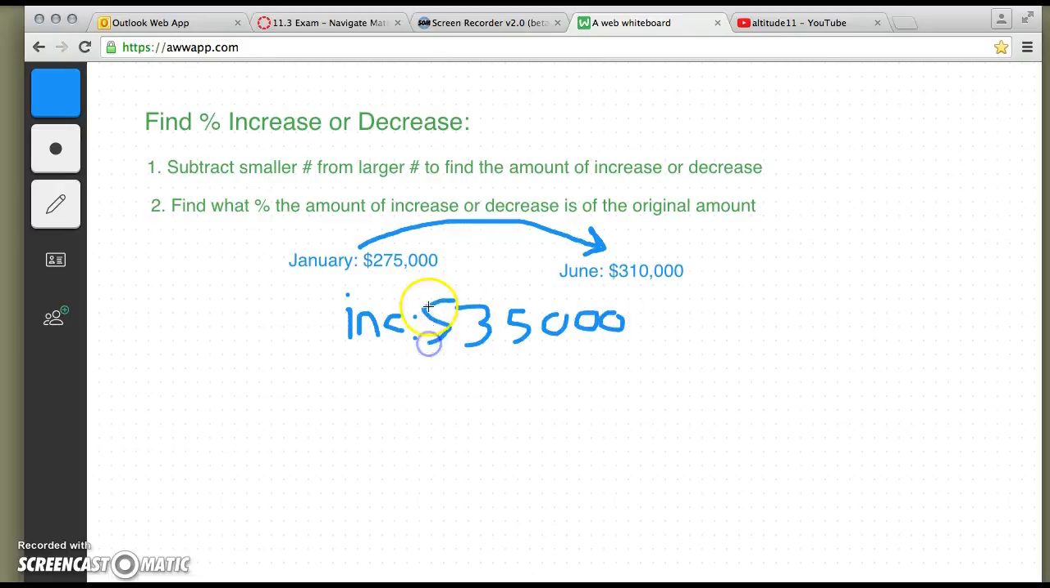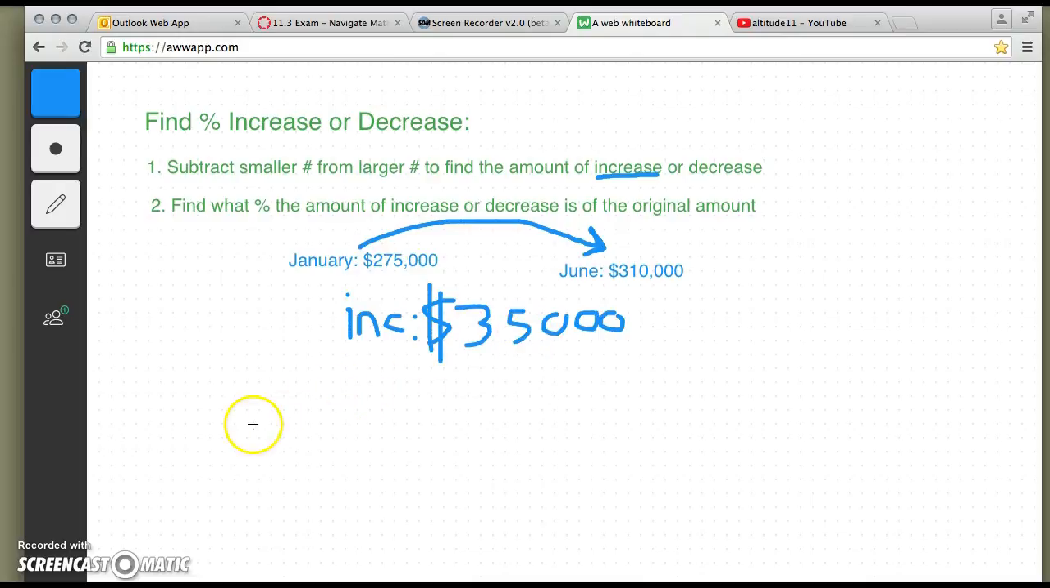Okay. So now, the second step in our process, once we have found the amount that we increased or decreased, remember in this case it was an increase, it says find out what percent the amount of increase or decrease is of the original amount. So we want to know what we started with. This is our original amount, right? We started with $275,000. We increased to $310,000. So that is a difference of $35,000.